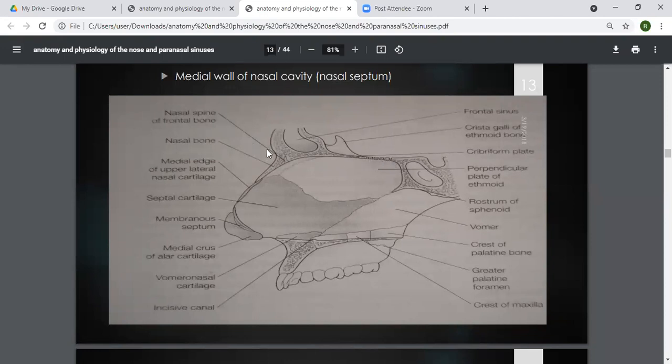We say the anterior part is formed by the nasal bones. So this is the anterior sloping part. And then the posterior part, which is this, is formed by the anterior face of the sphenoid. This here is the sphenoid sinus. So this anterior bone is what is forming the posterior part of the roof.